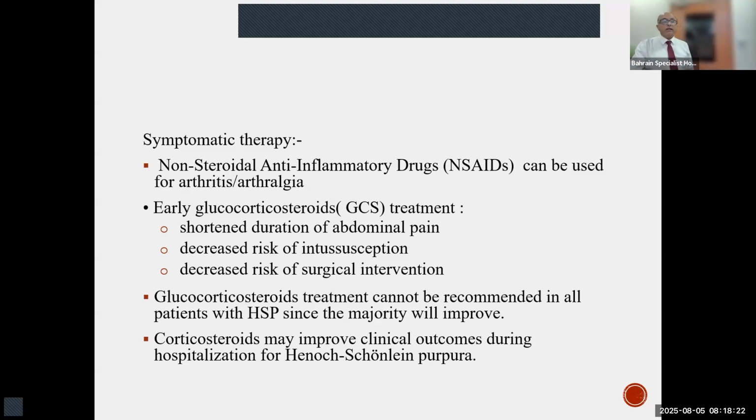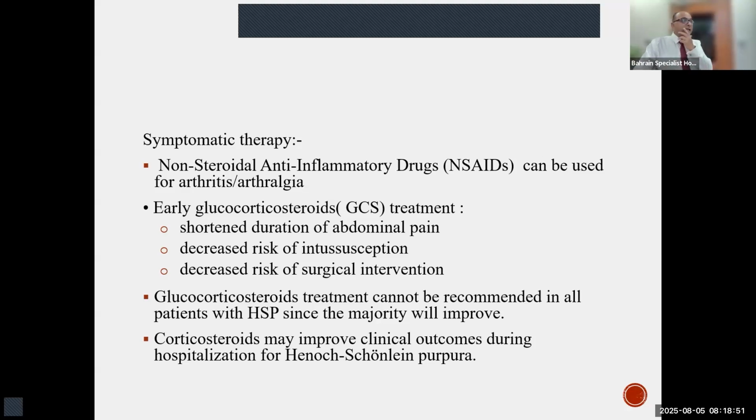Use of glucocorticoid is recommended if it can shorten the duration of abdominal pain and decrease the risk of intussusception or the risk of surgical intervention. But it cannot prevent end-stage renal disease. As per a couple of trials, it doesn't prevent end-stage renal disease, but it can shorten the duration of hospital stay or abdominal pain relief.